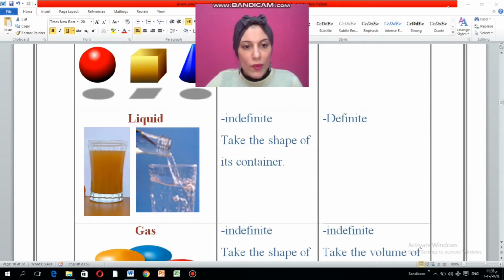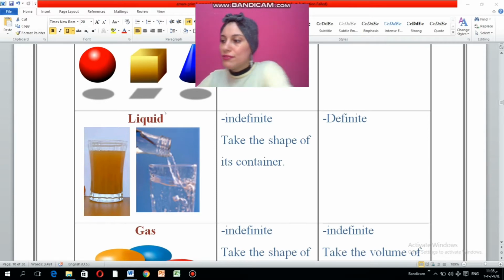Now we will discuss together the second state, which is the liquid state. Look at the picture, like this juice and like the water. So the juice or the water or another example like oil, like milk, all these are liquid state. Water is a liquid state, but the glass is solid state. Excellent.